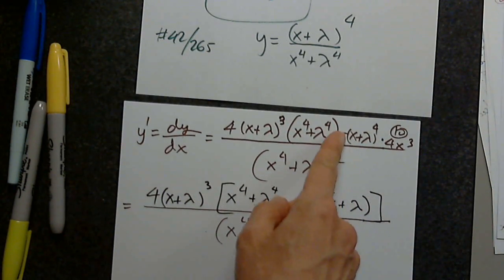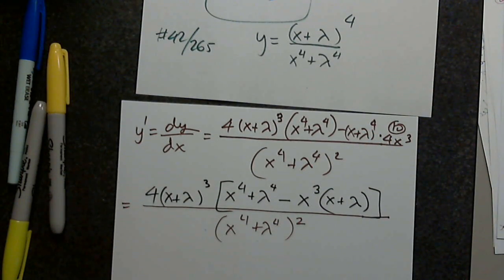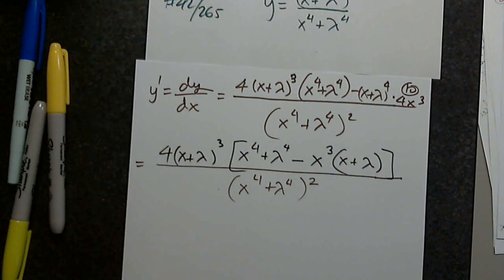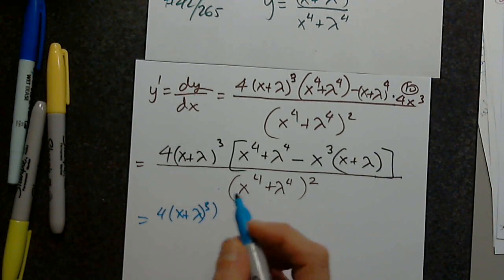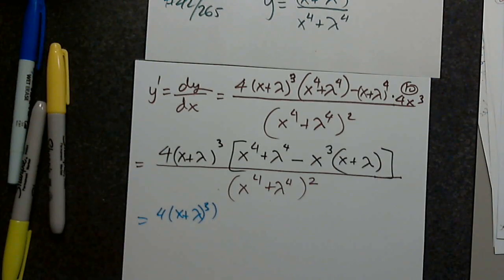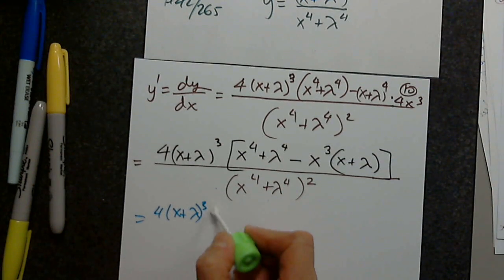I put x cubed in front, and I remove 3 from these. Better? Everyone? Perfect. So, of course, now I have 4x plus lambda to the third. And then I have to simplify in brackets. And that's what we did.